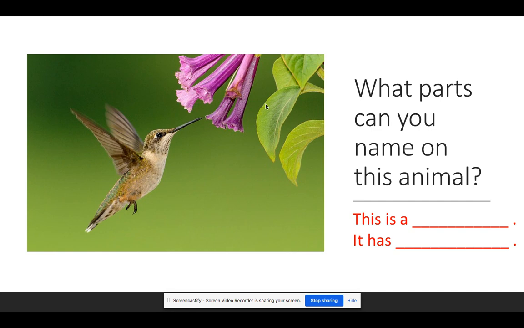Let's move on. Here's another animal. This is a hummingbird. What parts can you name on this animal? So I'm going to ask you to pause this video and answer the question.